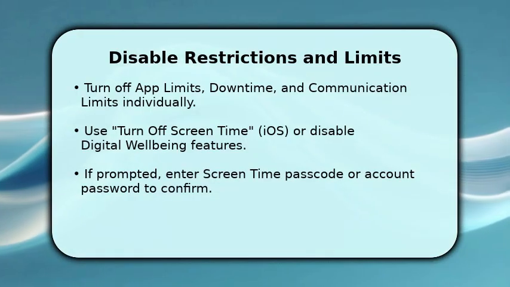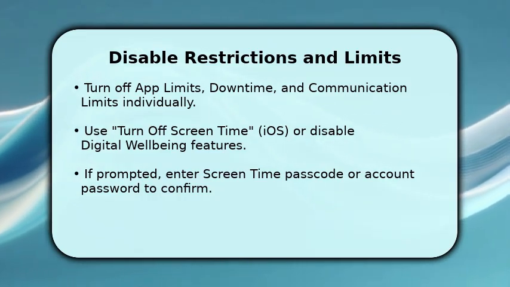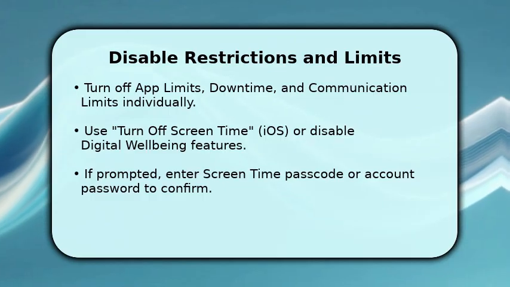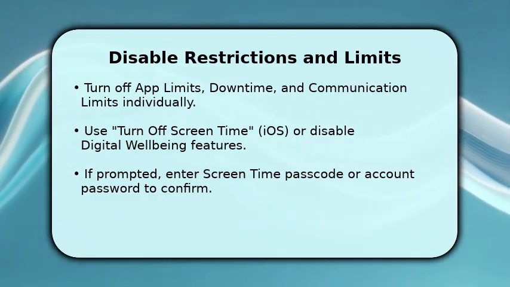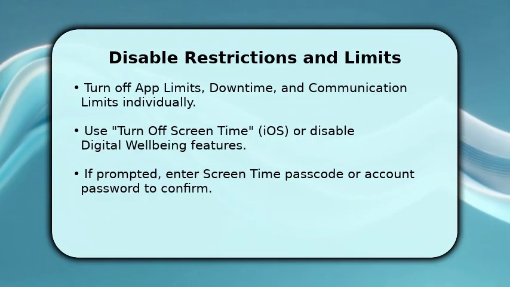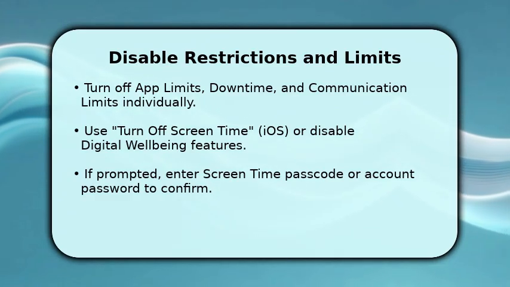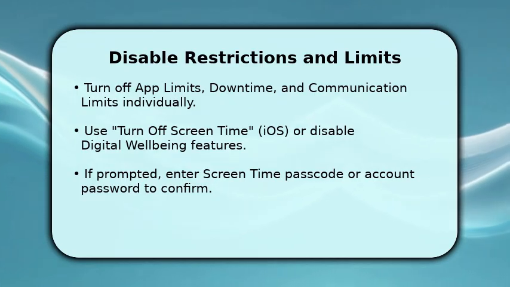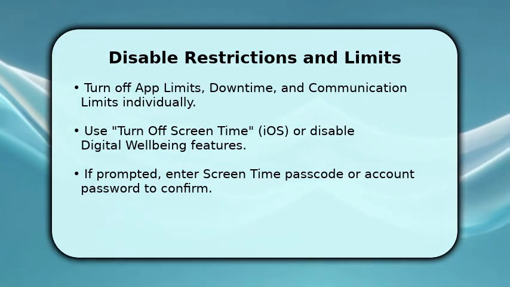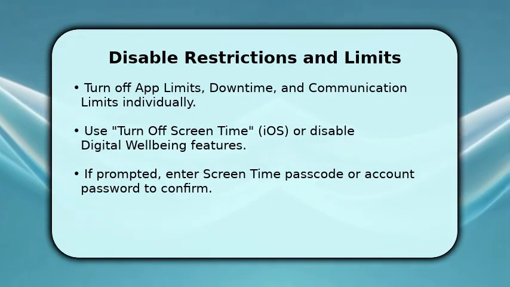You now remove active restrictions and limits. On iOS, tap Turn Off Screen Time and enter the Screen Time passcode to confirm. This disables app limits, downtime, and content and privacy rules. On Android, open Digital Well-being and disable Focus Mode, Bedtime, and App Timers, then revoke timers for individual apps. Make sure to check communication limits and always allowed lists so nothing reactivates limits. Once these toggles are off, the device returns to unrestricted use.